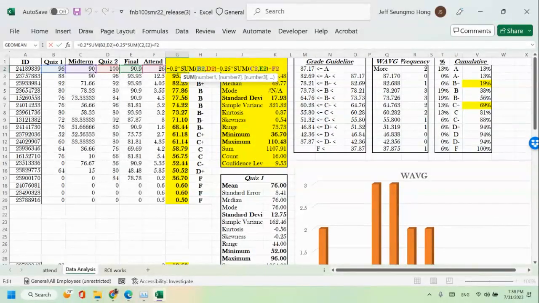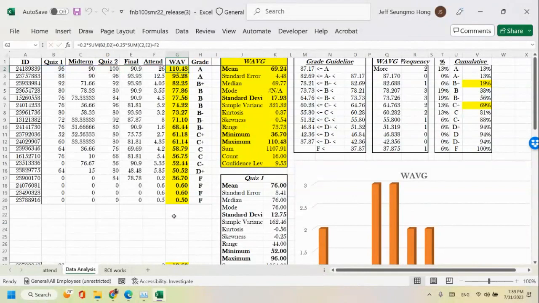D2 is 20%, right? So how many quizzes do we have for the summer? Hold on, I'll get to that. C2 and E2 have 25% weight. F2 is the attendance, which has 10% weight. So the result is the weighted average.